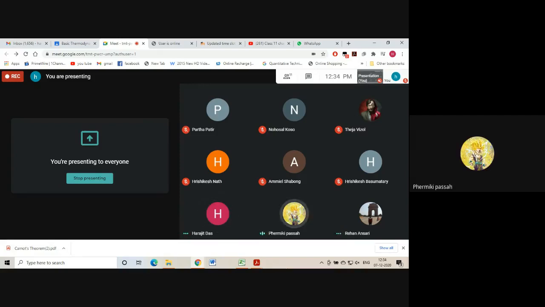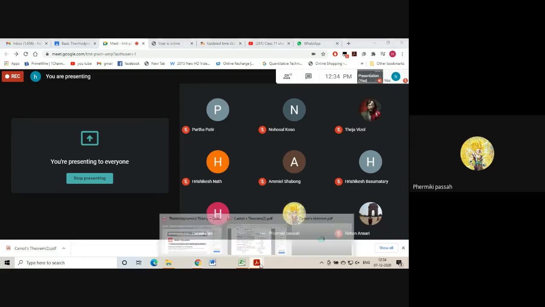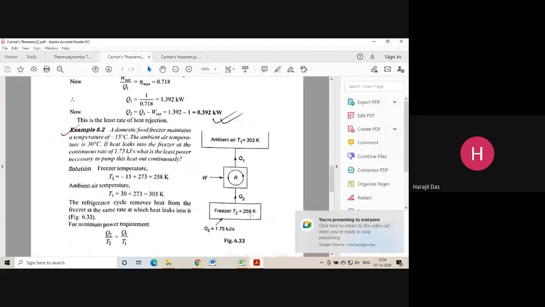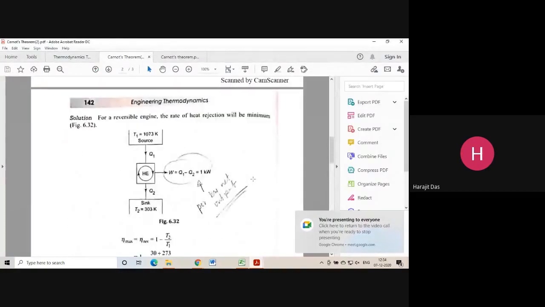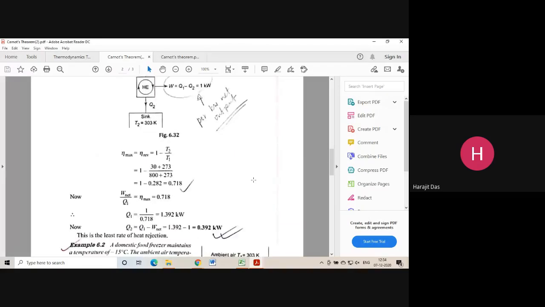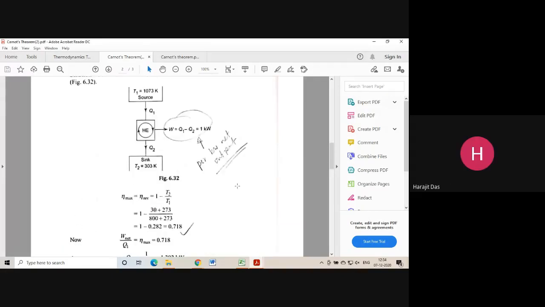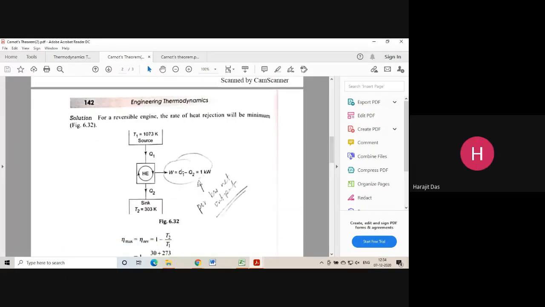Excuse me, sir. In the first question, why is Q1 minus Q2 equal to 1? Okay, just the first question. I think my screen is visible to you. Which one are you asking? Why Q1 minus Q2 is equal to 1, sir.